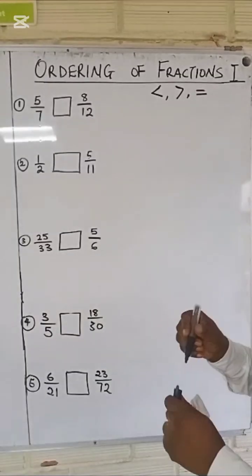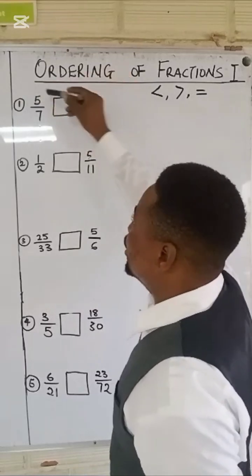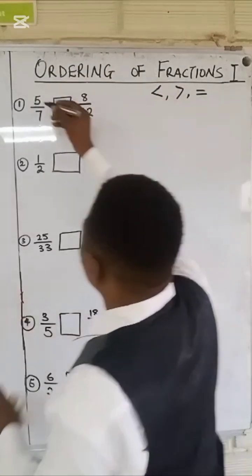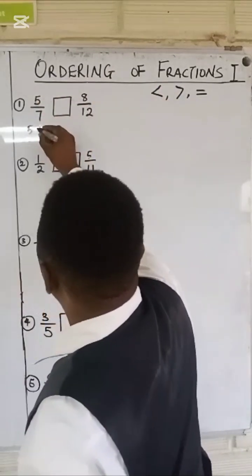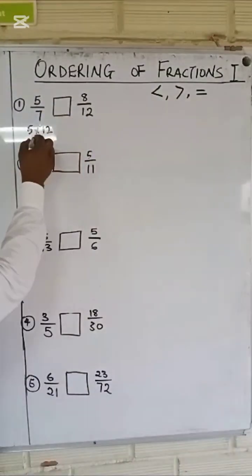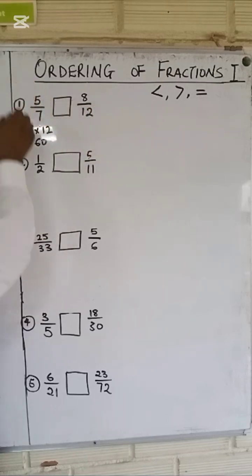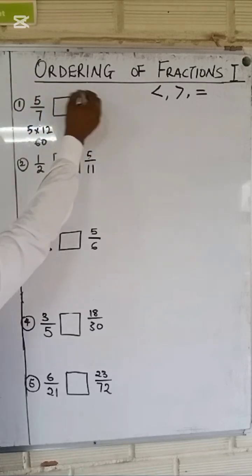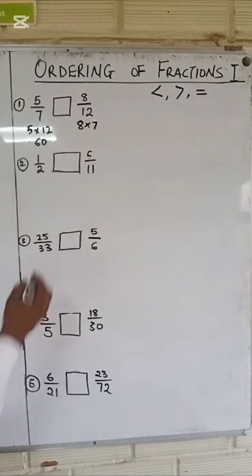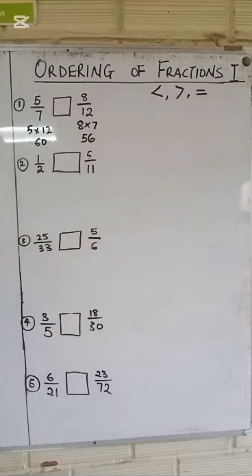Now, to get the actual value of this fraction in respect of this fraction, what you do is you say 5 times 12. 5 times 12 here will give you 60. Then to this side, we use 5 because 5 is on top here. So 5 this side. Now to use 8, 8 times 7. That will give you 56. 8 times 7 is 56.